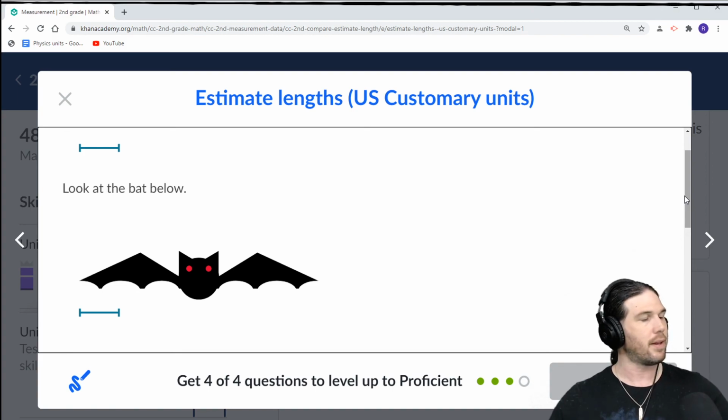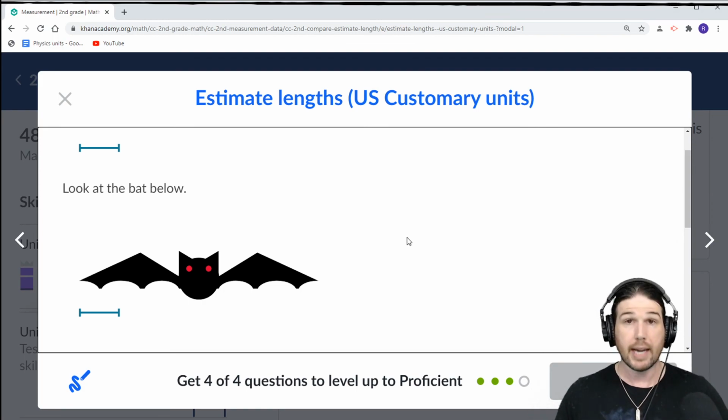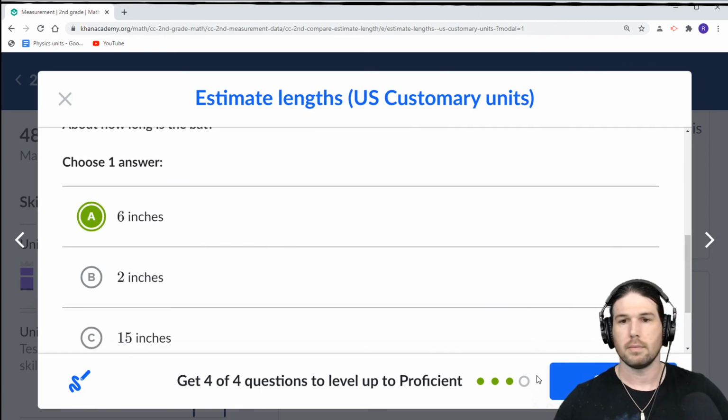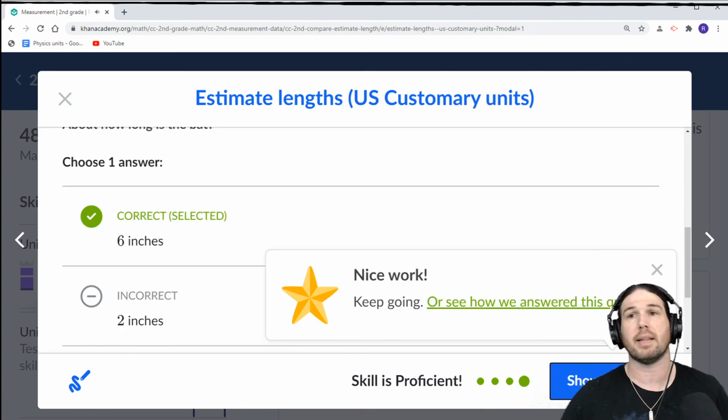And that's one of the big powerful things. If you recognize that this is the same problem you did before, and you were taking an exam, I would accept it's 6 inches because it was 6 inches before. No problem. And that is estimate lengths.